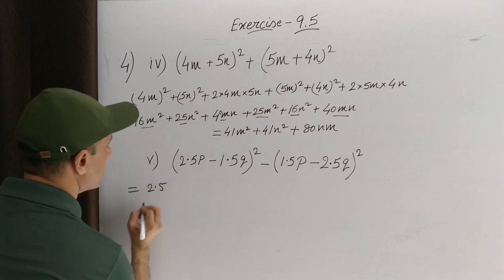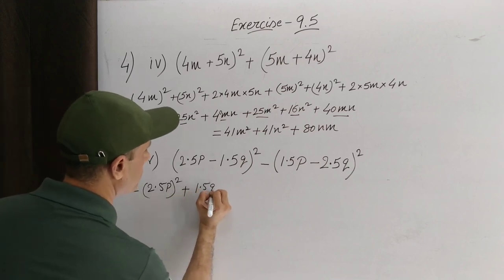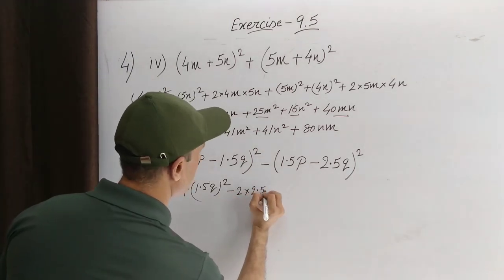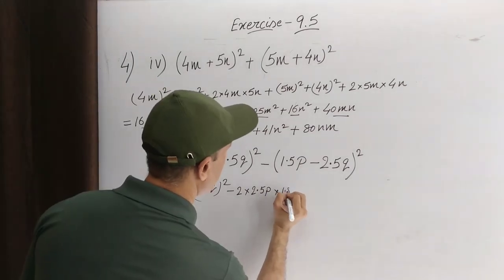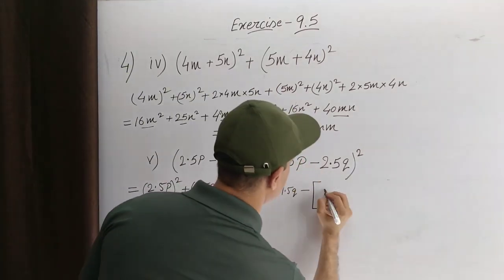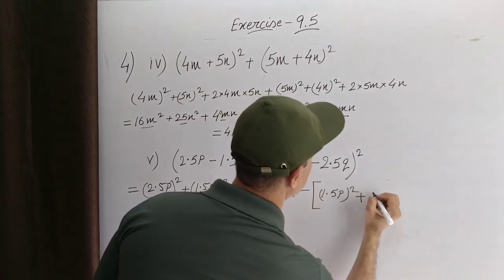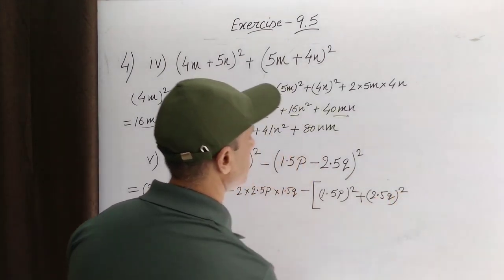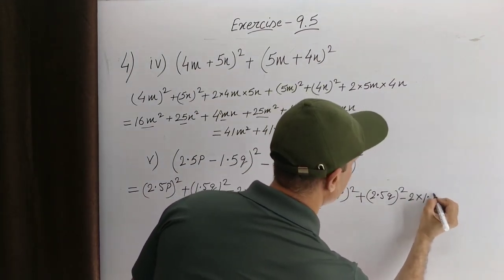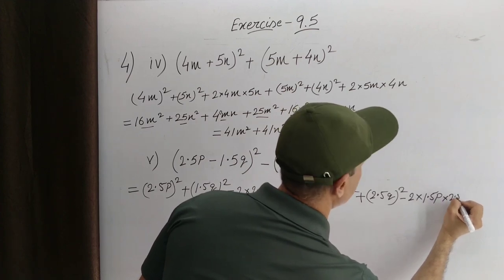So 2.5p square plus 1.5q square minus 2 into 2.5p into 1.5q, and we have a minus here. This is 1.5p square, a, this is plus b, in this case is 2.5q square, and we have a minus 2 into 1.5 into 2.5q.